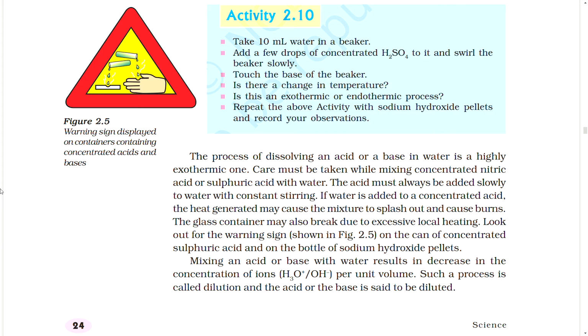of sodium hydroxide pellets. Mixing an acid or base with water results in a decrease in the concentration of ions, H3O+ or OH-, per unit volume. Such a process is called dilution, and the acid or the base is said to be diluted.